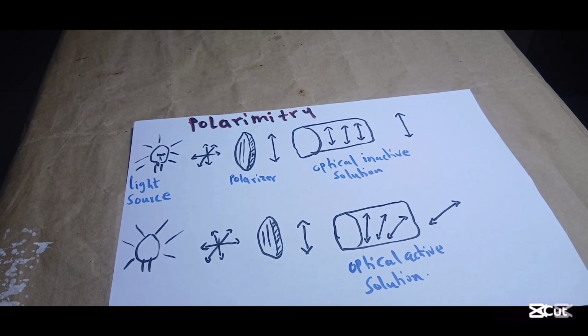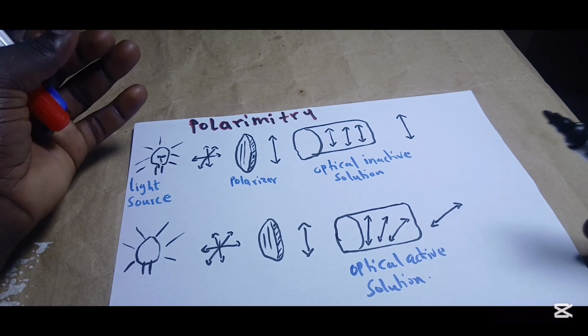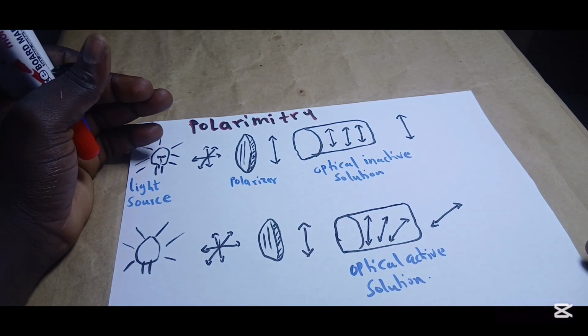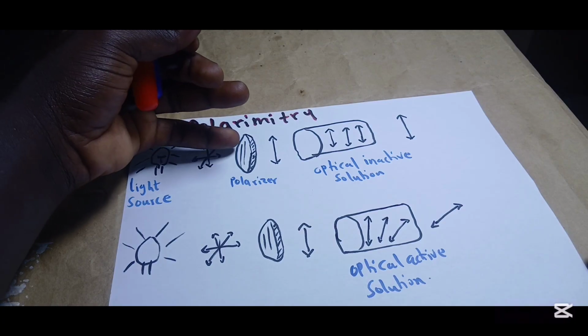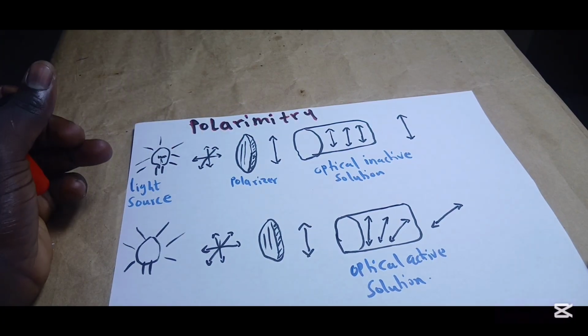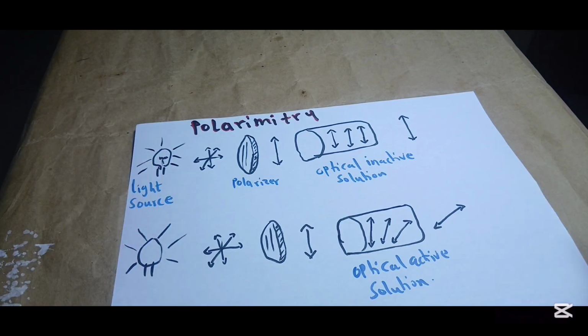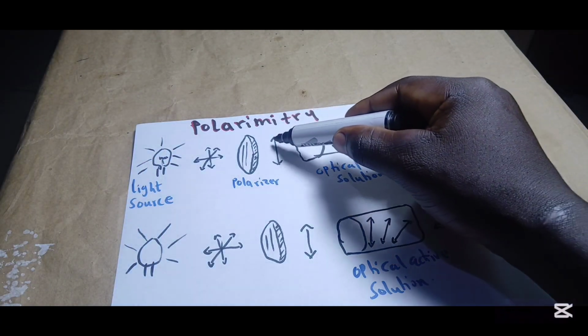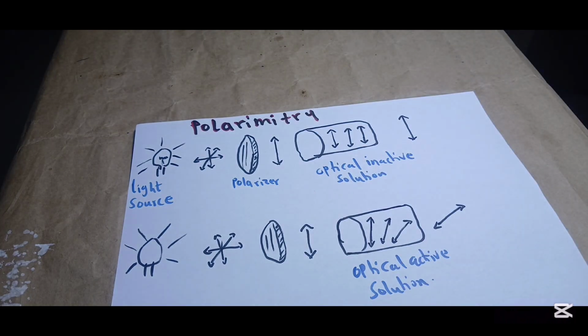Polarimetry. A polarimeter is a device used to measure the optical activity of a given solution. If you have a source of light and a beam of light passes through a polarizer, the polarizer is going to polarize the beam of light into a single ray.